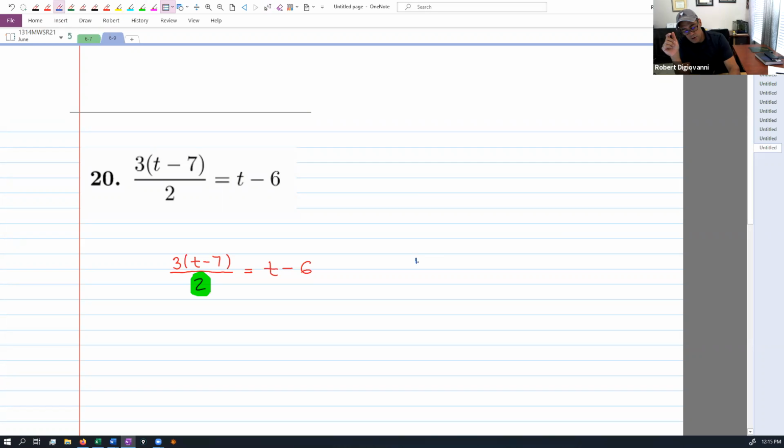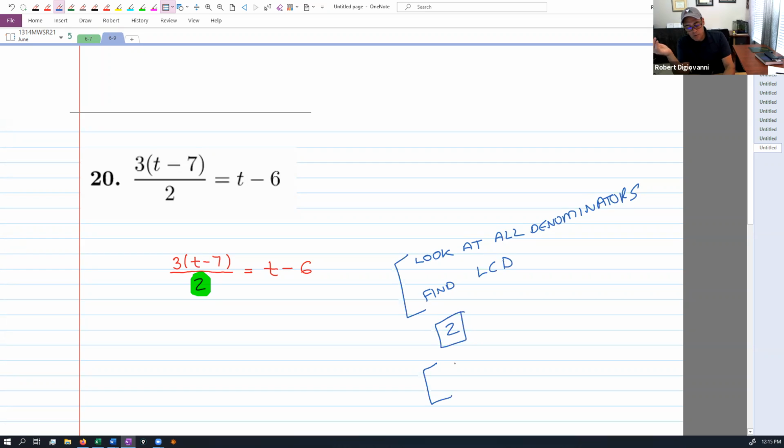So we want to look at all denominators, and then find the LCD, least common denominator. Now, in this particular case, the only denominator we have is 2. So that will be our LCD. Once we find it, we will multiply both sides of the equation by the LCD. That's the second step. This is what it takes to clear fractions. So Diane, I'm going to multiply both sides of the equation by 2.